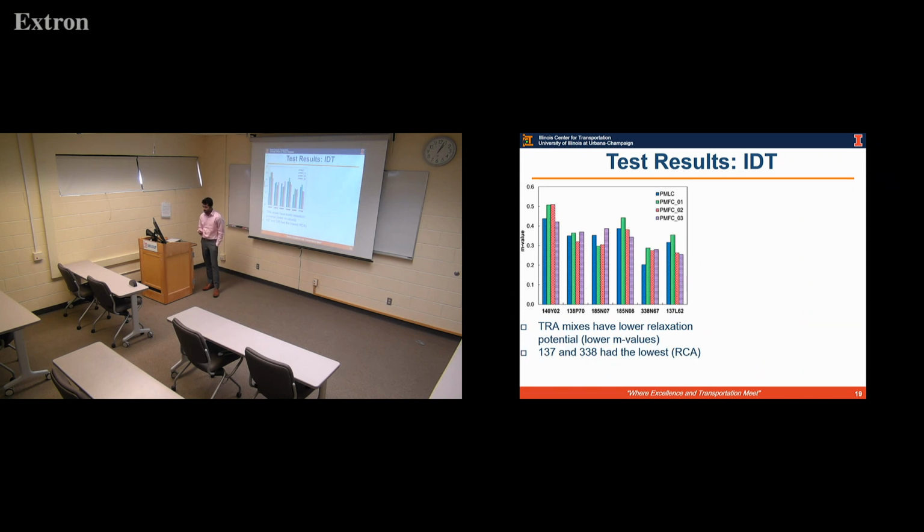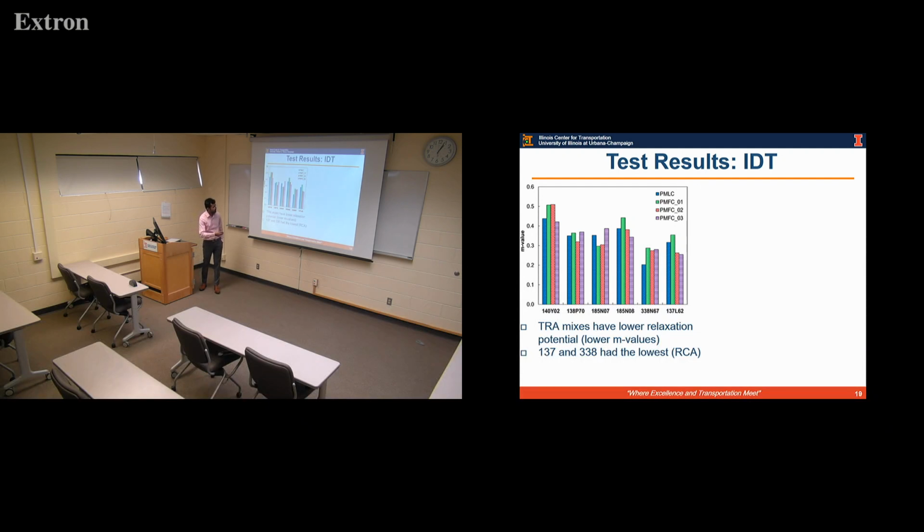So for the IDT results, from the creep compliance master curves, we obtained the relaxation potential of all the TRA mixes. 140 is our control mix. Rest all the mixes are TRA, which were placed over 2013 to 2015. And we see that these mixes have a lower relaxation potential compared to the control mix, which is anticipated because of the high recycled content they have.